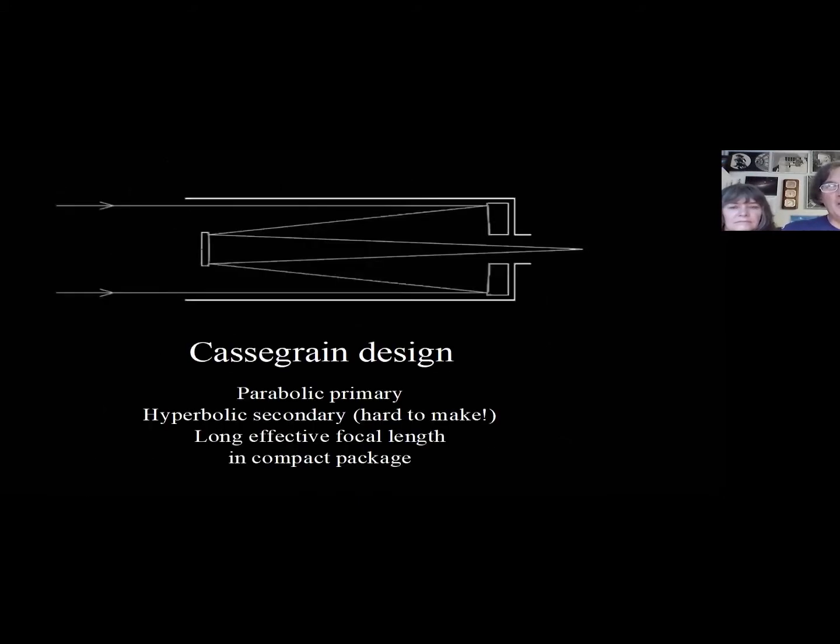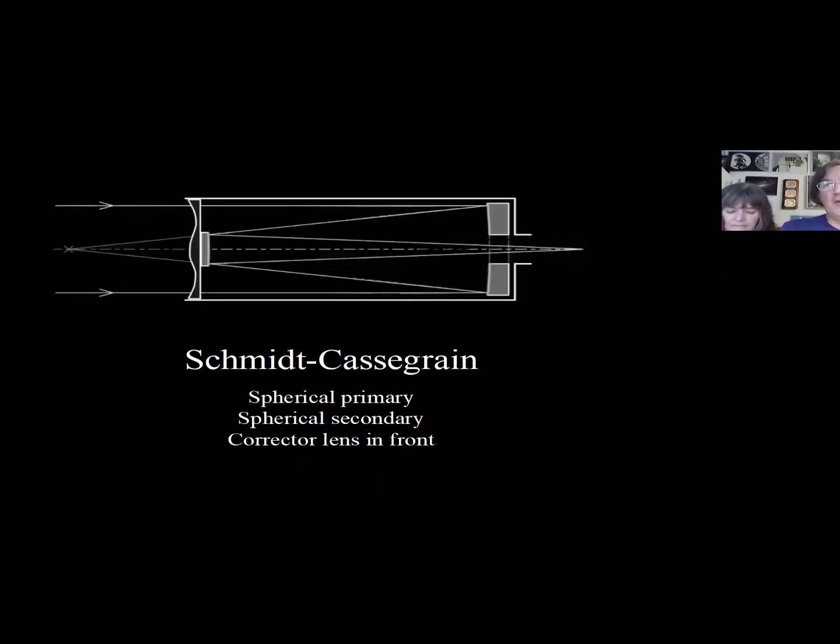And they thought, well, how about a parabolic primary, a hyperbolic secondary, and bouncing light back through a hole in the primary, and that gives you a long effective focal length in a fairly short package. They went back to this idea of the longer you make it, the less aberration you've got. So Cassegrain scopes were fairly popular for quite a while, but they didn't solve the problem completely.